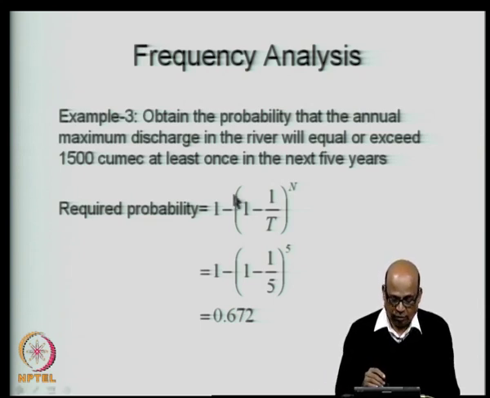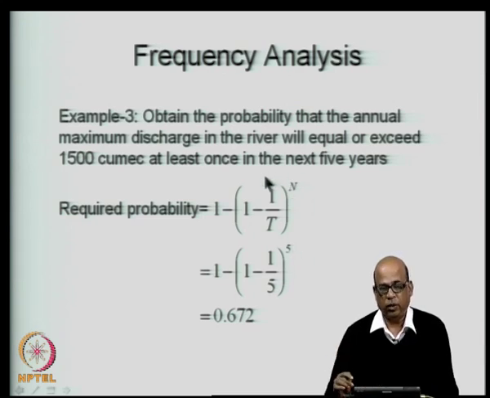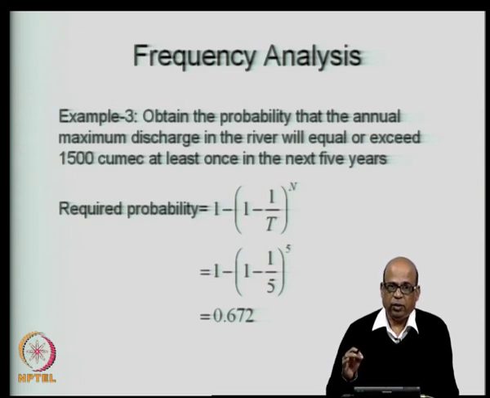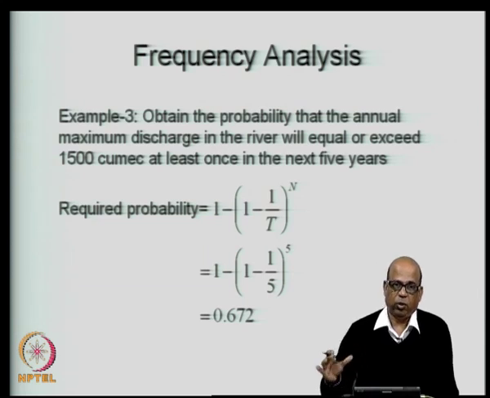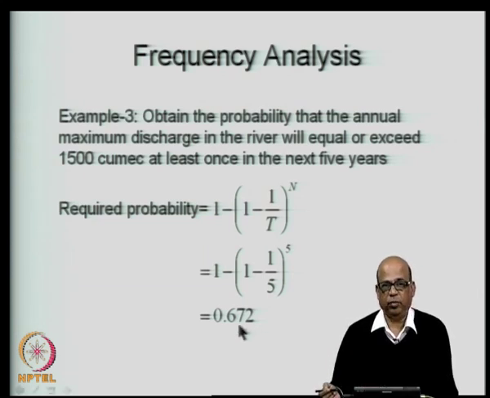But as you can see here, the probability is 1 minus 1 over t to the power n, and therefore, this t is 5 years, the return period is 5 years, and this is n. We are interested in answering the question of at least once in the next 5 years, and therefore, this turns out to be 0.672. So, the fact that the return period is 5 years does not mean that it will occur at least once in the next 5 years. The probability that it will occur at least once in the next 5 years is 0.672.